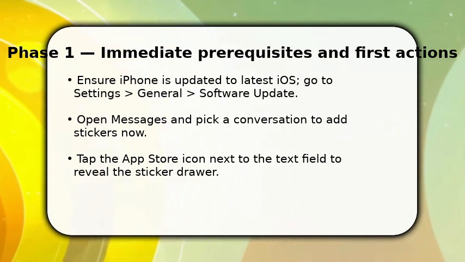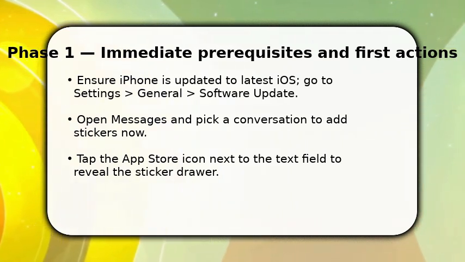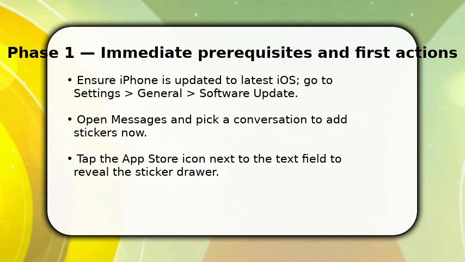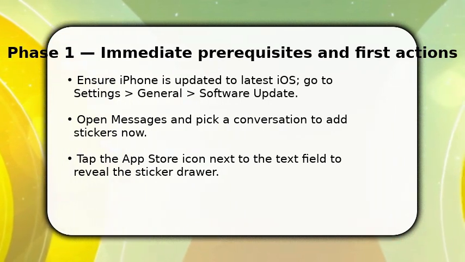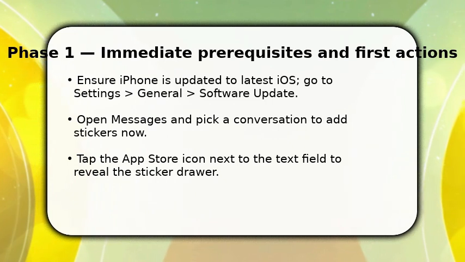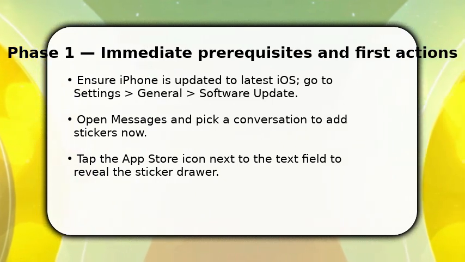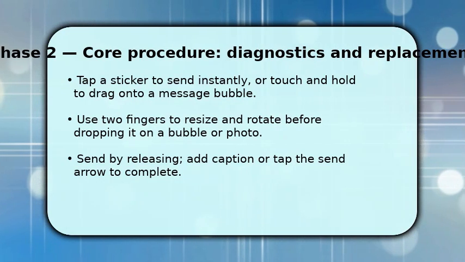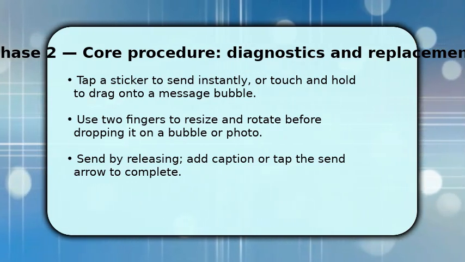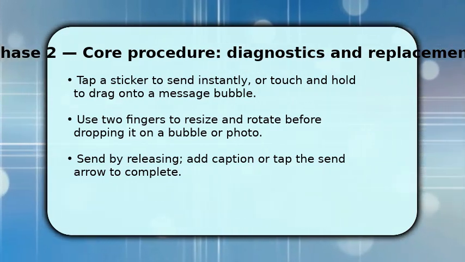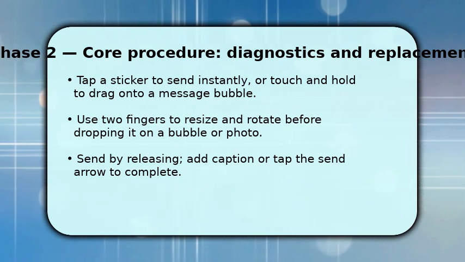Because stickers live inside the Messages app, opening the right thread first saves time and avoids confusion, so start here and pick the pack you want. You can now place stickers directly on Messages or send them as standalone images. Tap to send immediately or press and hold to pick up a sticker, then drag it onto a message bubble or photo. This anchors the sticker to that element.